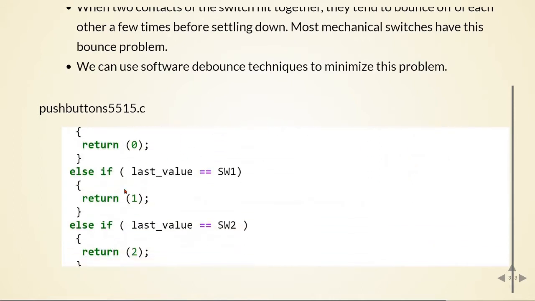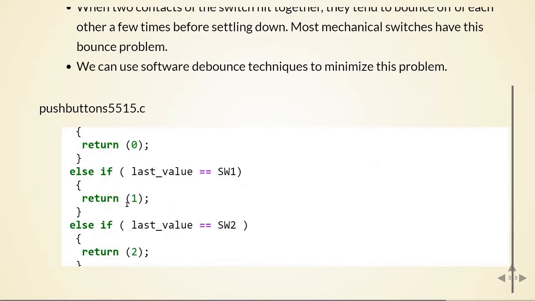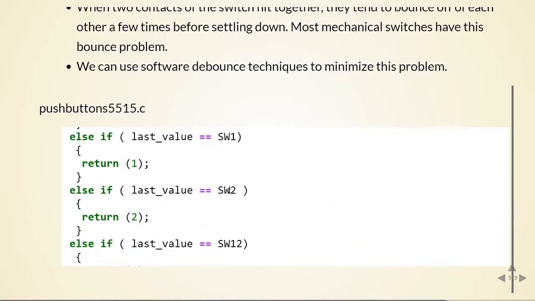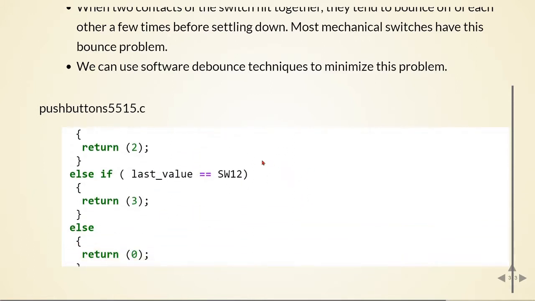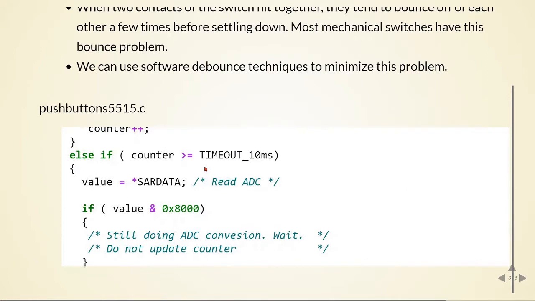So this is how we will return, for example, 3 states. If no key is pressed, we will return 0. If switch 1 is pressed, we will return 1. If switch 2 is pressed, we will return 2. And if both switches are pressed, we will return 3. So this is how we're going to read our push buttons.